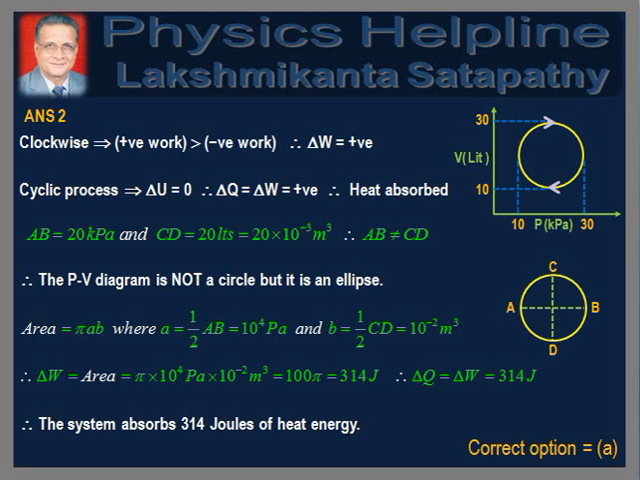Therefore, we have delta W is equal to 3.14 into 10 to the power 4 into 10 to the power minus 2, which is equal to 314 joules, which gives delta Q is equal to delta W, which is equal to 314 joules. Therefore, the system absorbs 314 joules of heat. Therefore, the correct option is A, which is the answer to question 2.